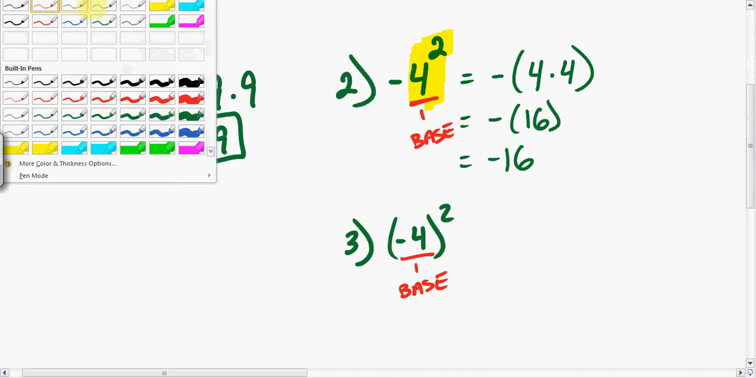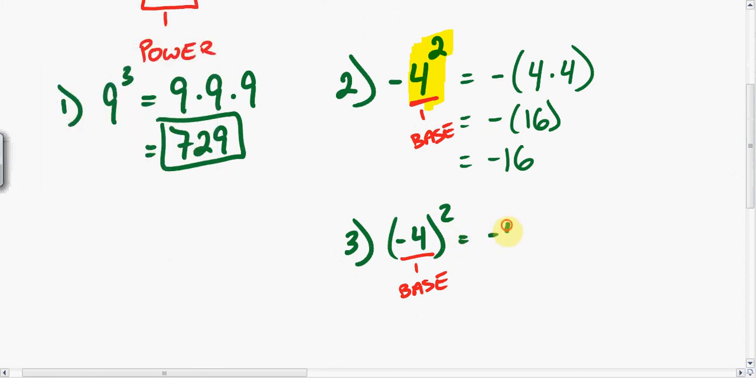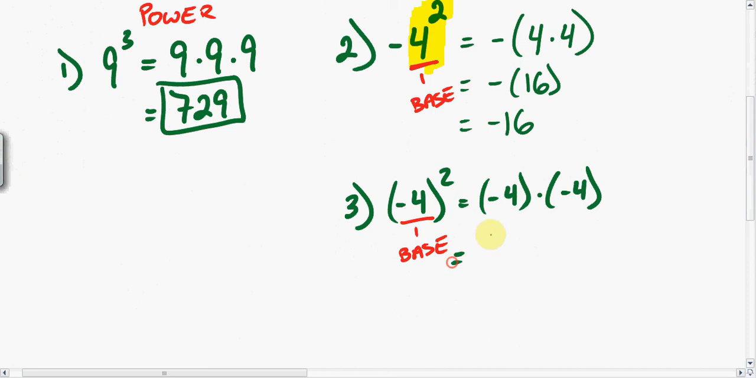So we know the exponent tells us to multiply the base by itself, in this case twice. So I'm going to take negative 4 and multiply it by negative 4. And we know when you multiply 2 negatives together, you get a positive. So negative 4 times negative 4 is positive 16. So in problem 3, we get a result of positive 16. Problem 2, we have a result of negative 16. And that's evaluating powers.